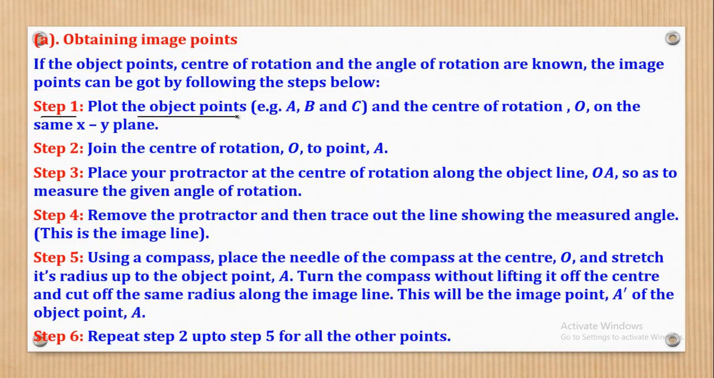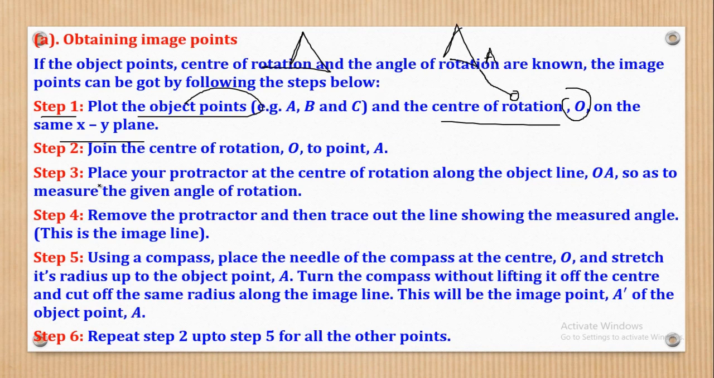Step 1 is to plot the object points and the center of rotation. If the points are A, B, C of a triangle, then locate those points and also locate the center of rotation on the same graph. Then step 2, join the center of rotation O to point A. So if this is point A and this is point O, join this point O to the point A.